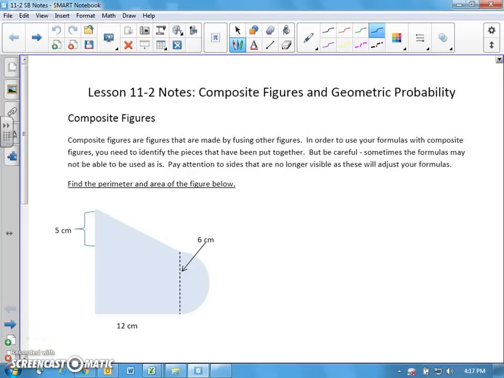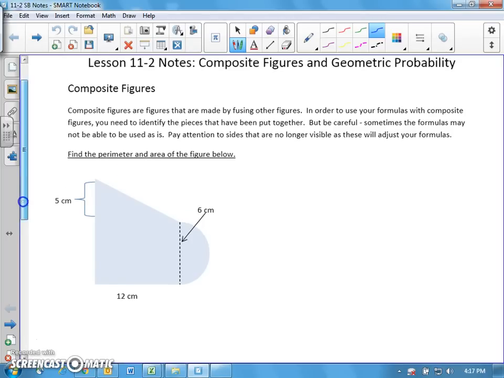Lesson 11-2, Composite Figures and Geometric Probability. A composite figure is a figure that's made up of other figures. So to do your surface area and volume and perimeter, you just have to think about the way they're put together. So let's look at this first one.